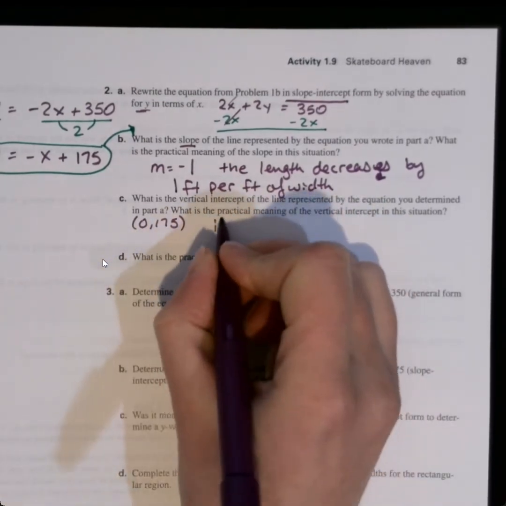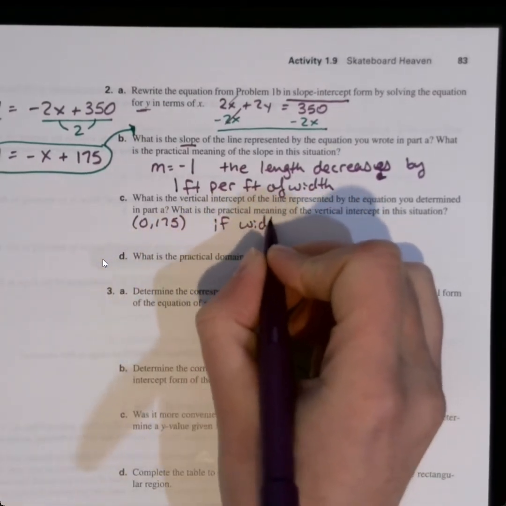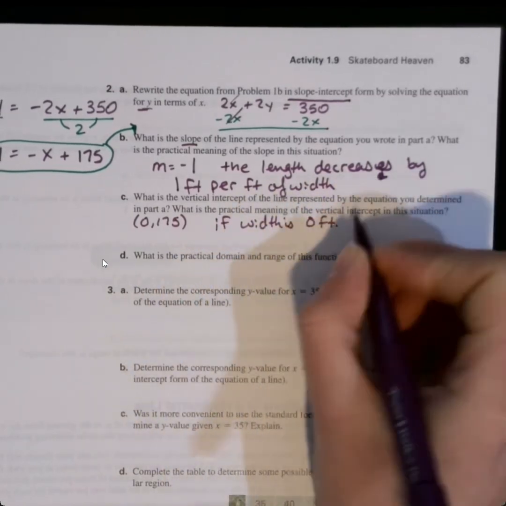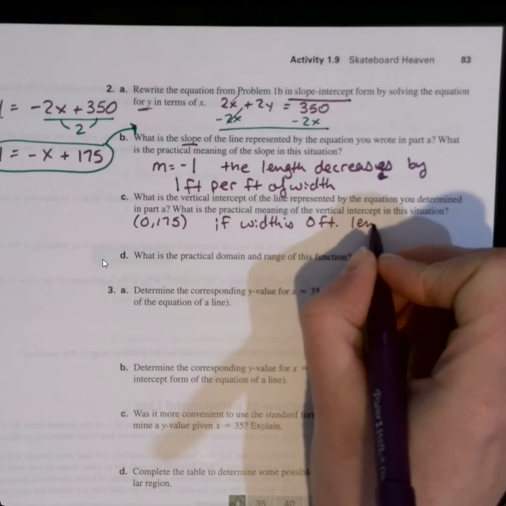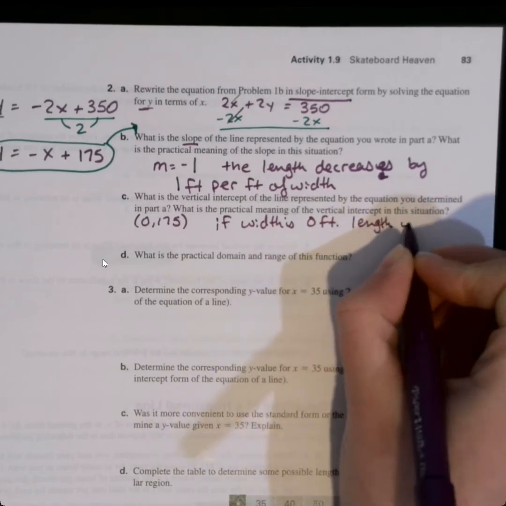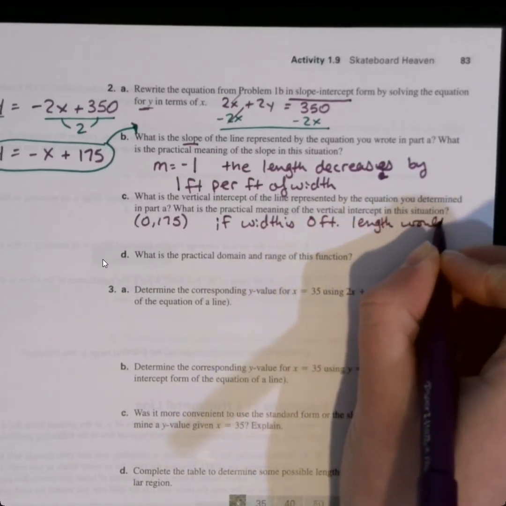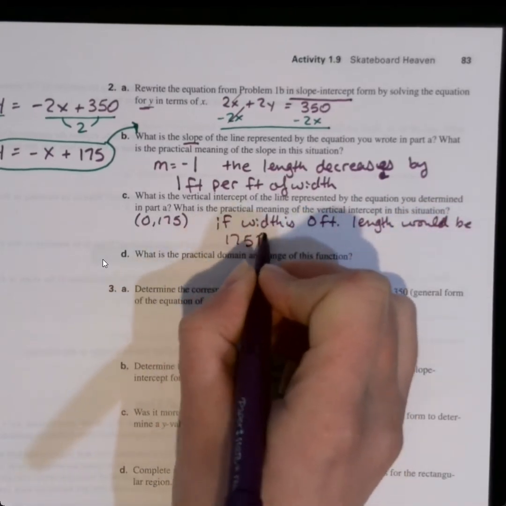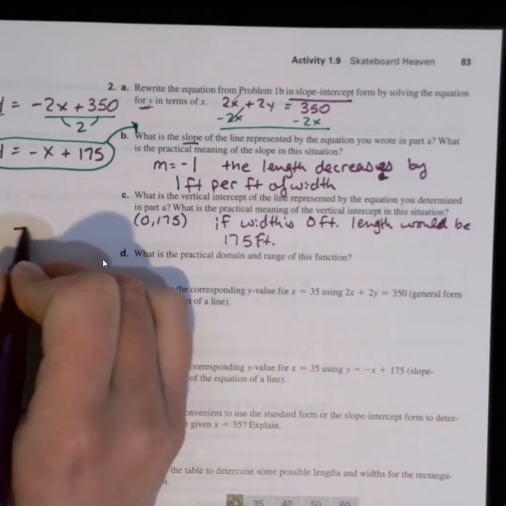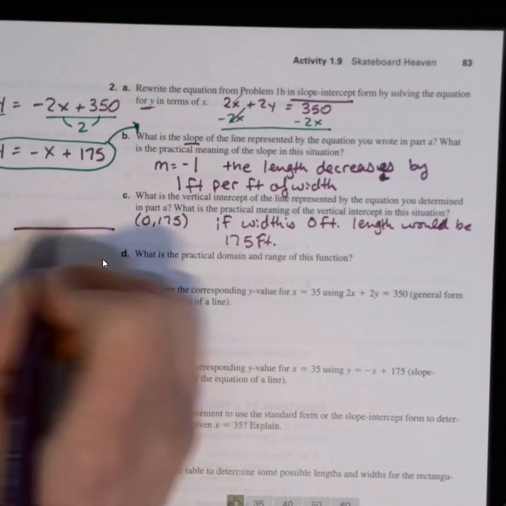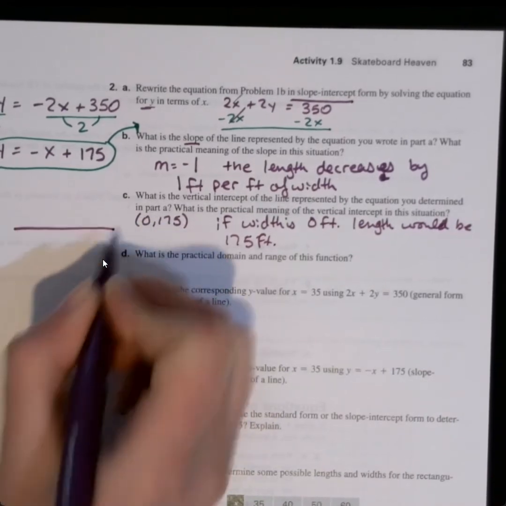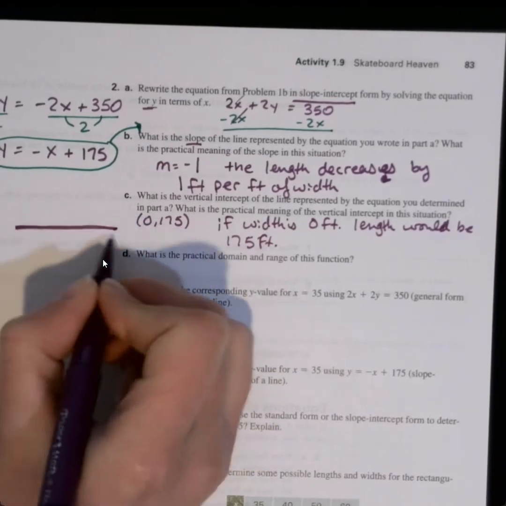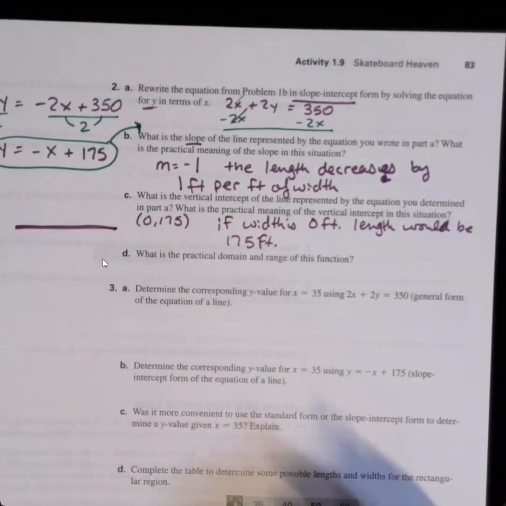So if width is 0 feet, the length would be 175 feet. So my fence would collapse on itself, no width, just 175 feet of length, two-sided, making up the total of 350 if I go there and back again with no width between them.